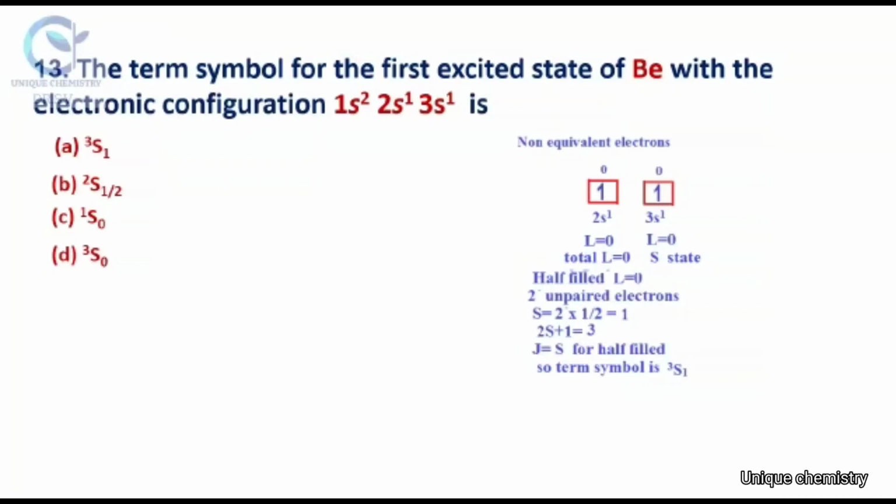And both are half filled, so L is equal to 0. So 2 unpaired electrons, so S is 2 into 1/2, that is 1. Then spin multiplicity 2S plus 1 is equal to 3. So J is equal to S for half filled. So the term symbol is triplet S1. Option A is correct.